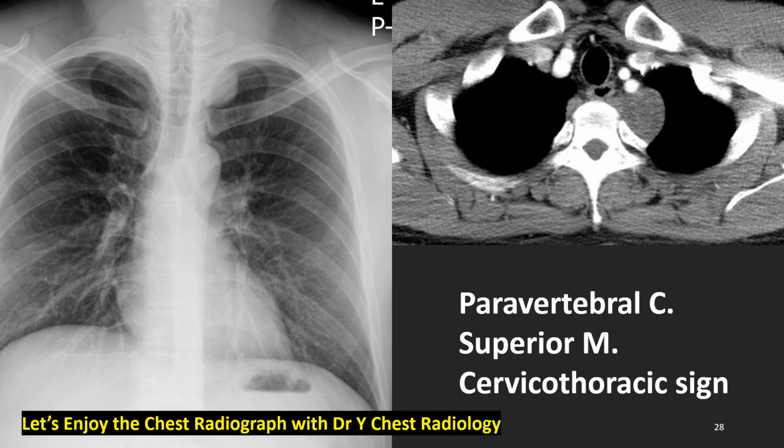Let's look at the actual CAT scan. Yes, this is vertebral body. So this is paravertebral location, well-defined, sharp margin, solid tumor, probably neurogenic tumor.